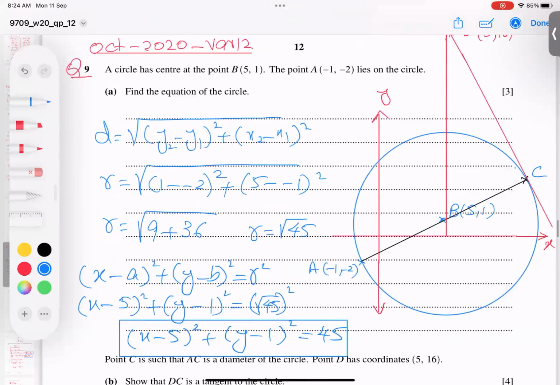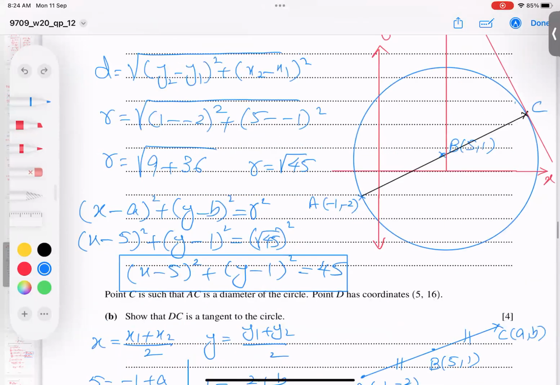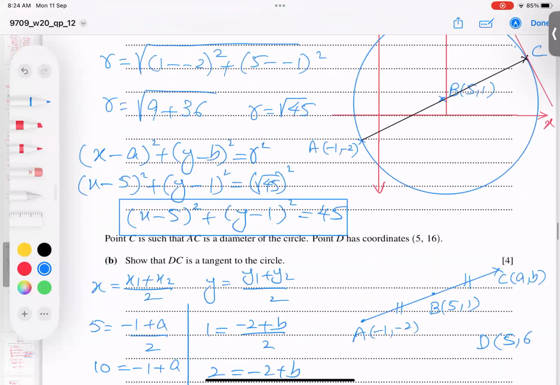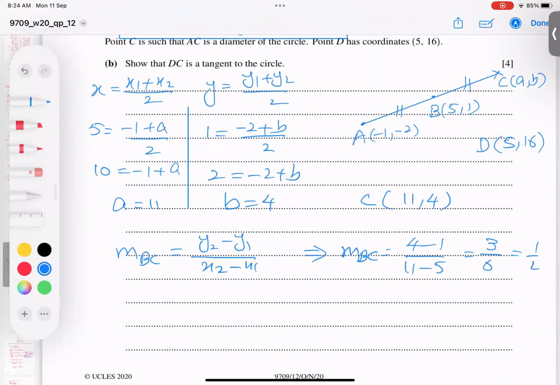So now I'm finding the CD gradient. D is 5, 6. Well, let me check, 5, 6 or 5, 16, sorry. 5, 16. So now I'm finding the gradient of CD or DC, same thing. Again the formula, and this time I'm using these two coordinates. So y2 minus y1, 16 minus 4 over x2 minus x1, so 5 minus 11. Here I get 12, here I get negative 6, giving negative 2.